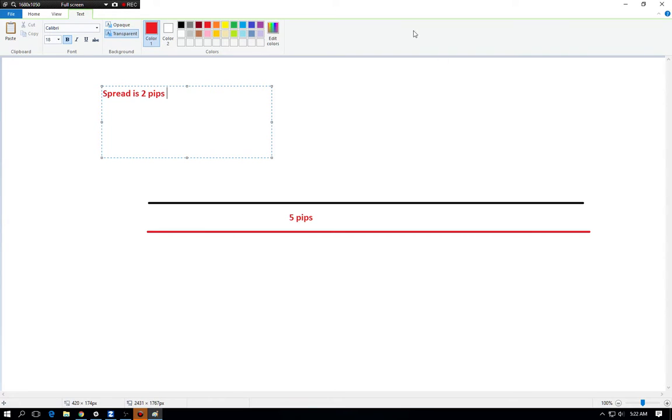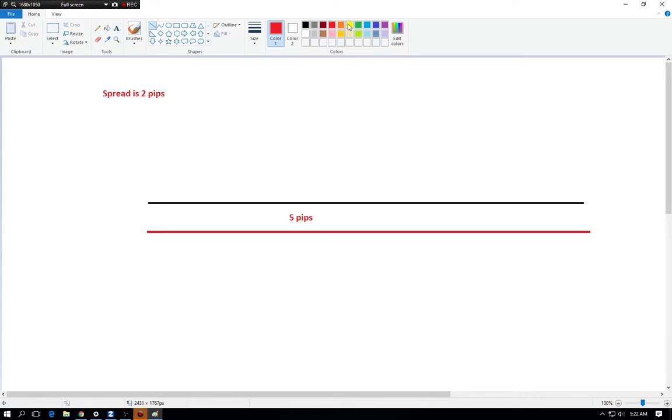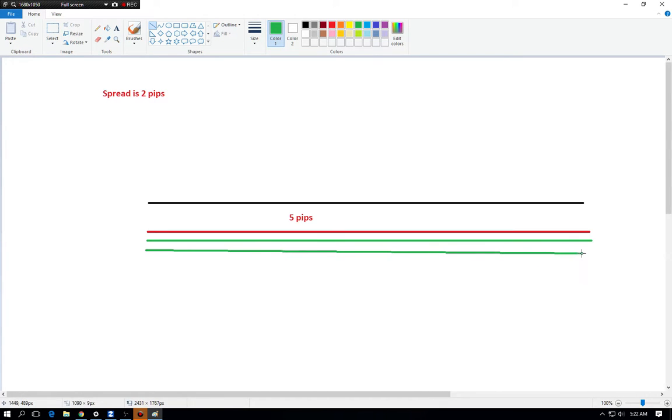Now let's do green. I'm going to draw green lines, and we're going to pretend this is 1 pip, and this is another pip. I hate trying to get these lines straight. And now we're going to draw price coming down. Okay, so here's our handy dandy price. We'll make it purple.